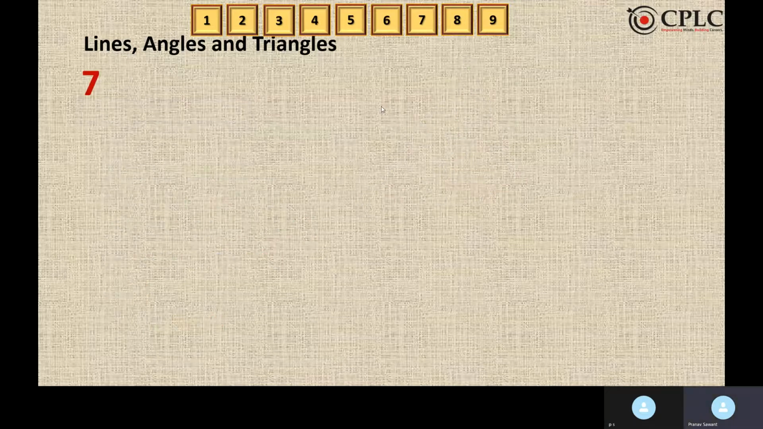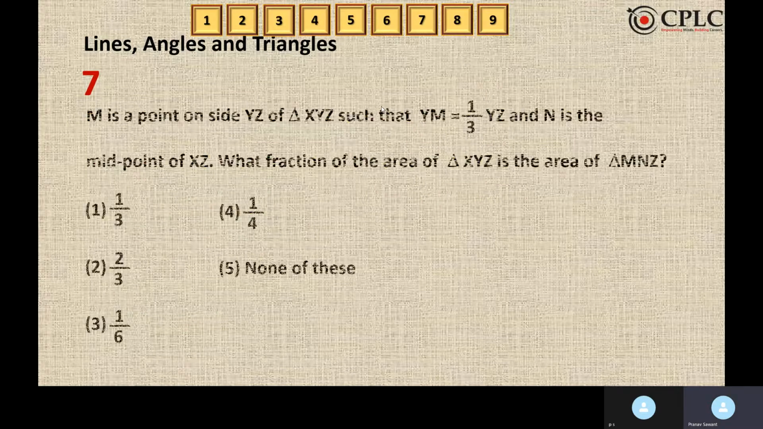Moving to the next question. M is a point on side YZ of triangle XYZ such that YM is 1/3 of YZ, and N is the midpoint of XZ. What fraction of the area of triangle XYZ is the area of triangle MNZ?